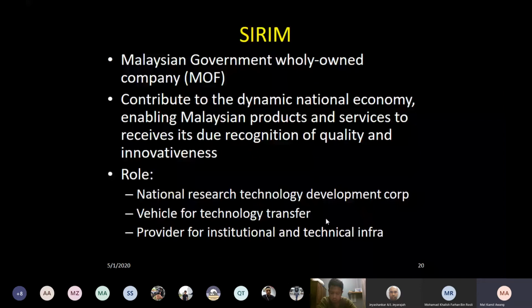It also provides institutional and technical infrastructure. It also does testing. It has labs where you can go and test your product. Sometimes the equipment is very expensive to buy, so that equipment is available in SIRIM, and you can utilize it at a certain fee. They will charge you a certain amount of money.